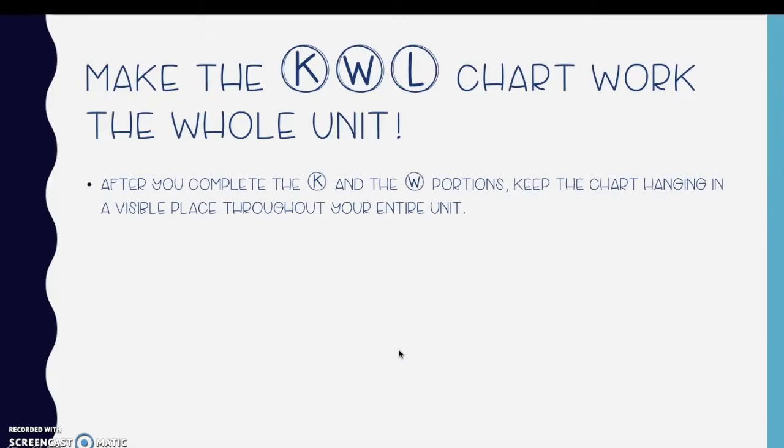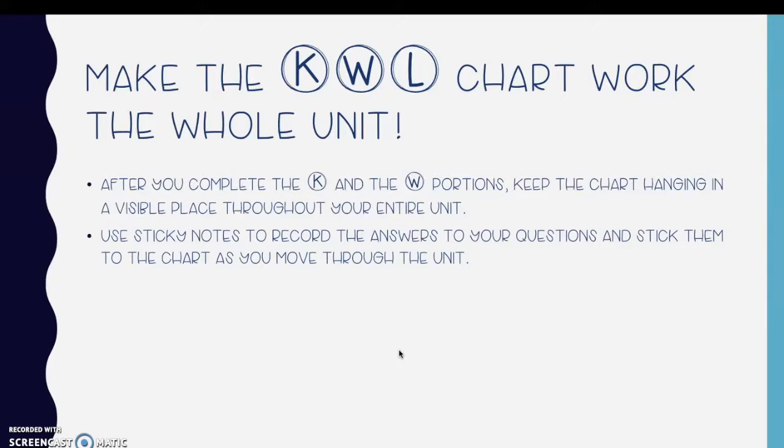All right. This strategy can pull through the whole unit, and I see a lot of teachers who do it at the very beginning, never look at it again, pull it back out at the end. But I don't think that is the most effective way. So in the beginning of the unit, you're going to complete the know and want to know portions. I like to keep the chart hanging in a very visible place throughout the entire unit.